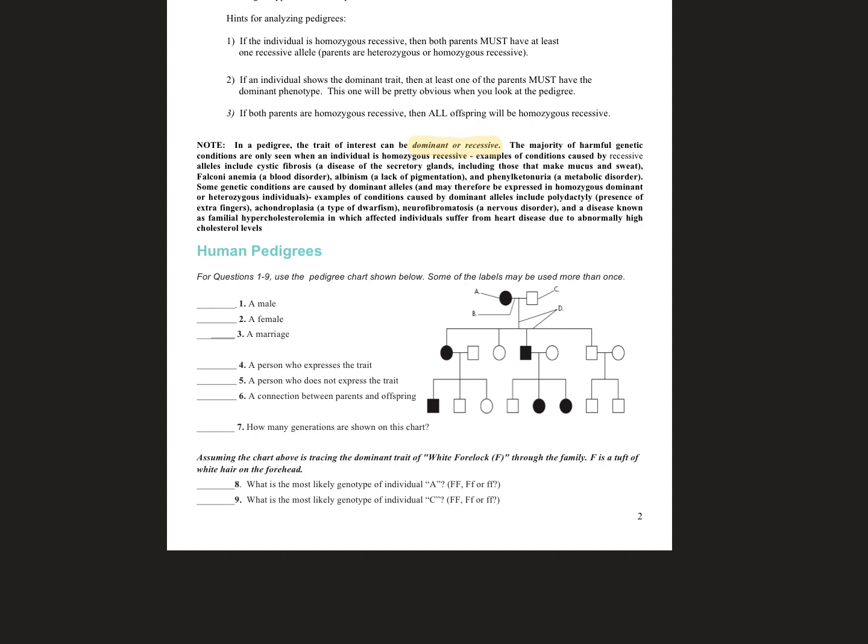A majority of harmful genetic conditions are only seen in an individual that's homozygous recessive. The majority, but not all. It says majority, it doesn't say all. So even though that's true, don't get in the habit of assuming that something is recessive because it's dangerous. Example conditions caused by recessive alleles: cystic fibrosis is an example, a disease of the secretory glands. You can read the rest of this.